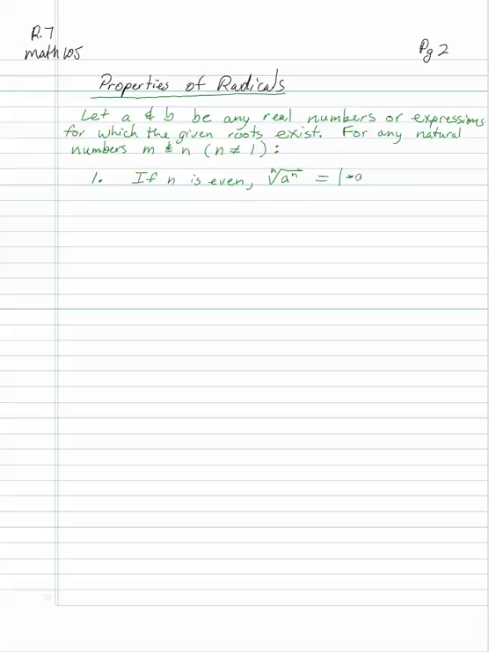Sorry. The absolute value of a. If n's odd, we don't have to worry about it because it could be positive or negative. So this one's just a with no absolute value. Okay, number 3. Nth root of a times nth root of b. Now if the indexes match, you can multiply them together inside the radicand. So it's the nth root of a times b.